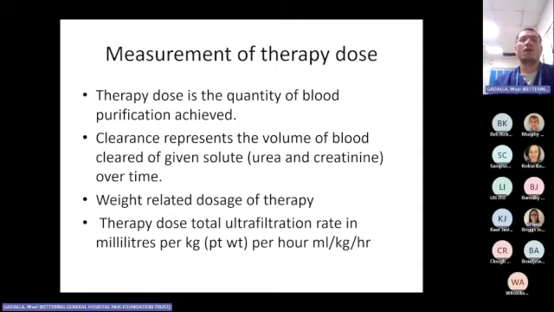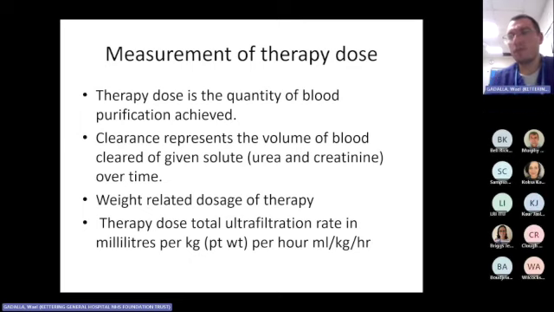Then we'll come to the measurement of the therapy dose. So when we start a patient on dialysis in intensive care, the nurse will give you a form to complete. The most important point in this form is to determine the dose of the therapy for the patient. So the therapy dose is a quantity of blood being purified, and the clearance represents the volume of blood cleared of a given solute.